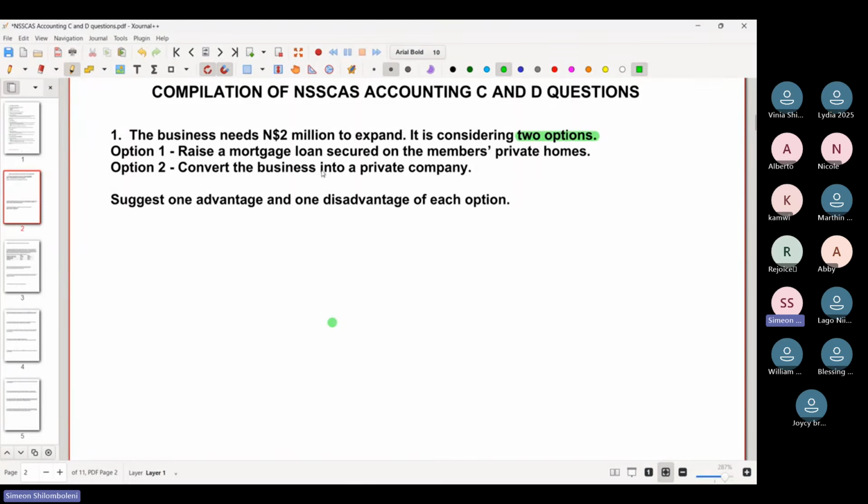Option two is to convert to a private limited company. So we assume this company is not a private limited company. It's maybe a sole trader or a partnership. Then it says suggest one advantage and one disadvantage of each option. This is just a basic question so that you can understand.